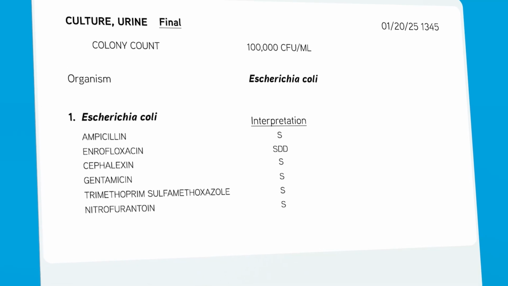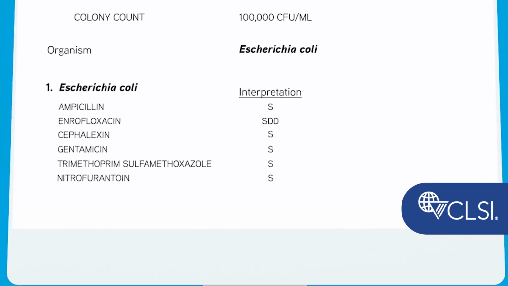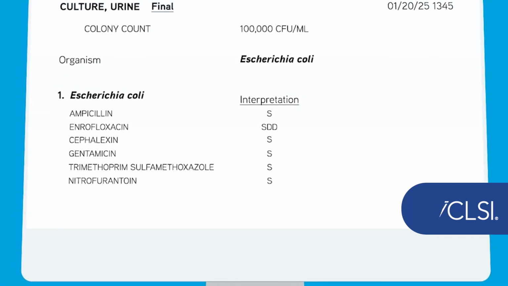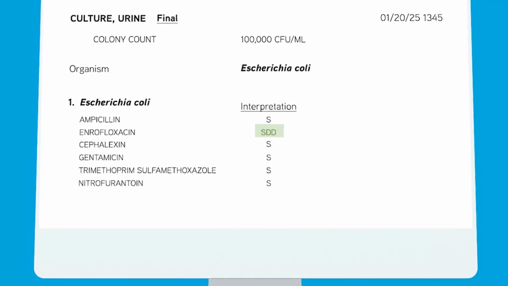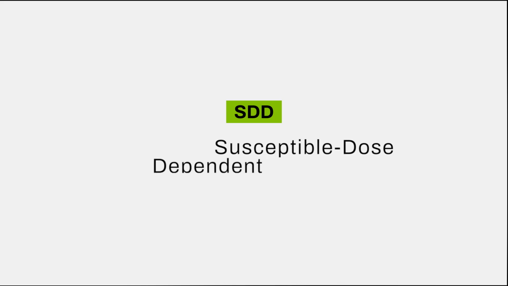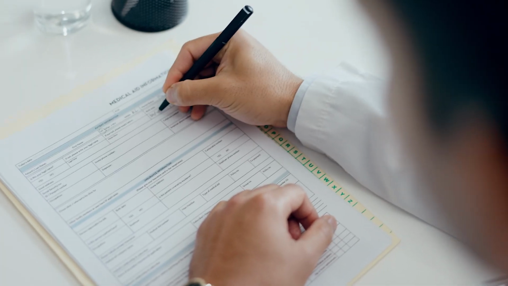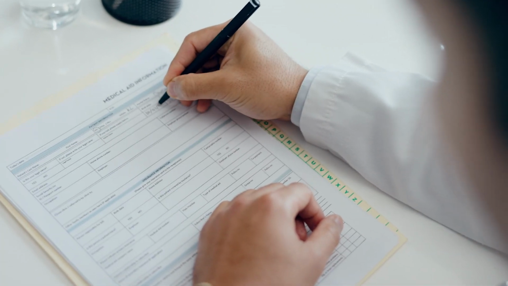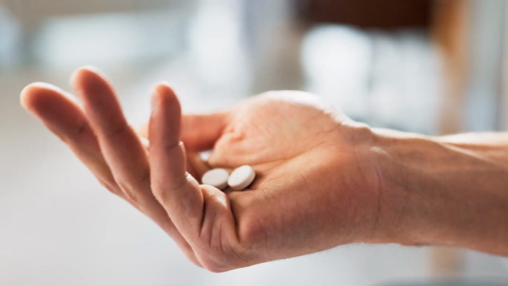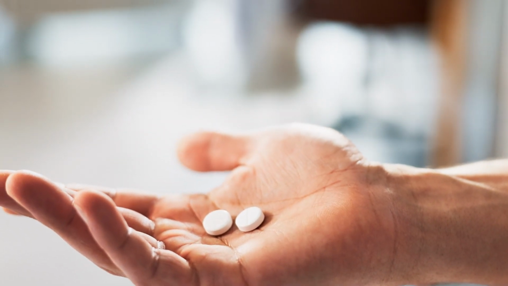If the lab you use adheres to guidelines set by the Clinical Laboratory and Standards Institute, or CLSI, you're likely to start seeing a new category. But what is SDD? Well, SDD is a new interpretive category, and it stands for susceptible-dose dependent. SDD has been used in human medicine since 2014 to provide clarity on when alternative or specific dose or frequency of administration may be required.